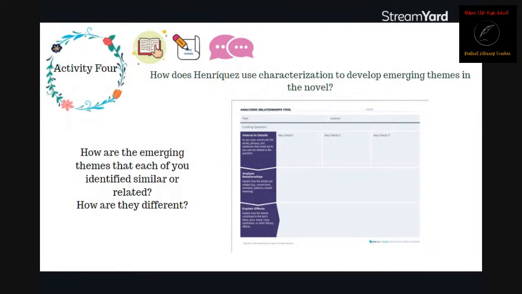Finally, they share their character analysis with their partner and discuss the second set of questions. How are the emerging themes that each of you identified similar or related? How are they different?